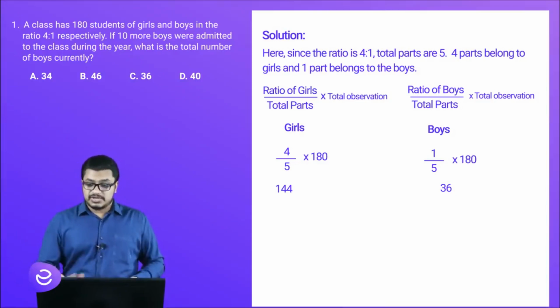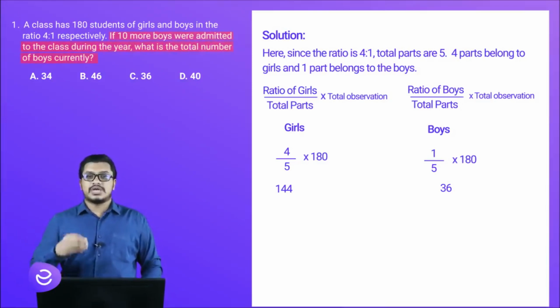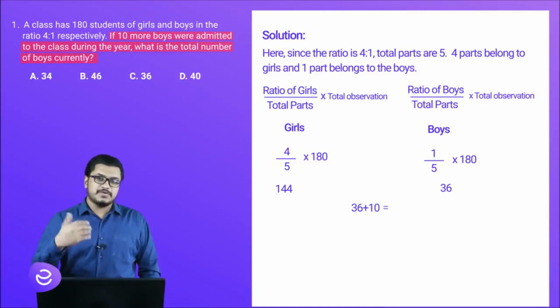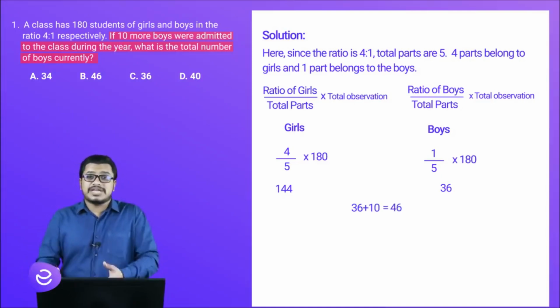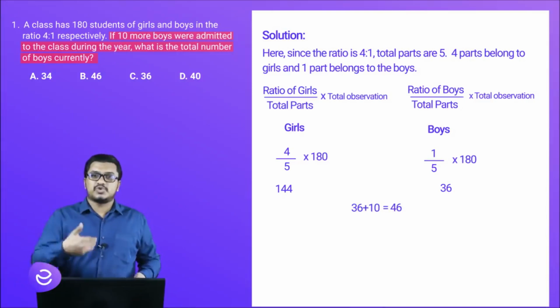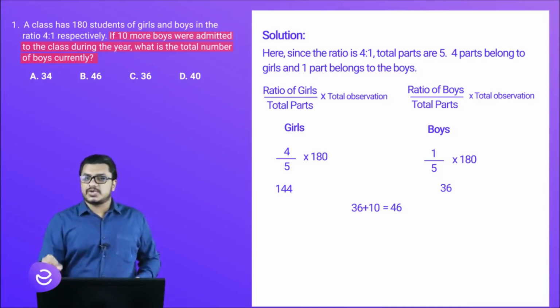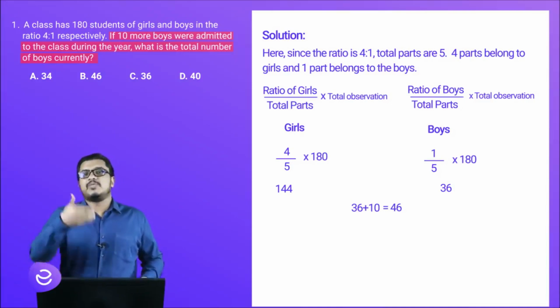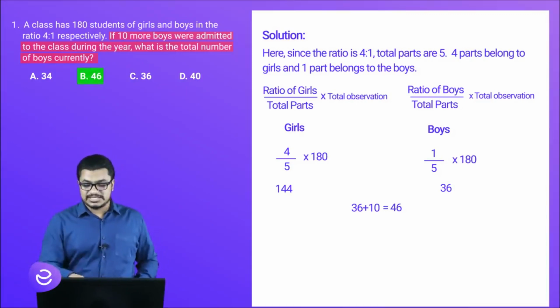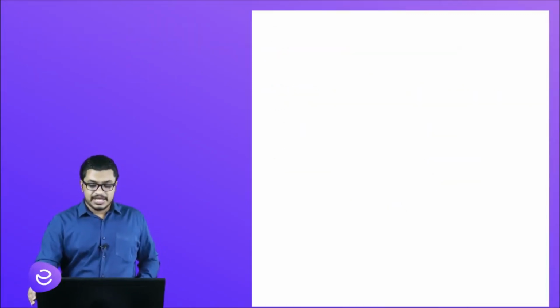Now the question is, if 10 more boys were admitted to the class, what is the total number of boys currently? So 36 plus 10, it will give you 46. So right when you get 36, there is an option called 36. Don't rush and choose that answer. There is a little twist at the end of the question, which is 10 more boys are admitted. So 36 plus 10 will give you 46. So 46 is the answer, option B.